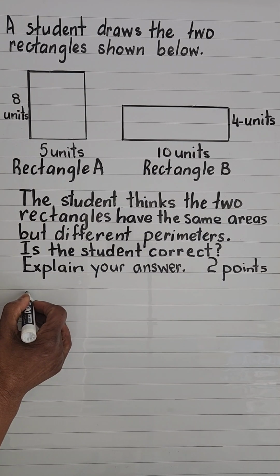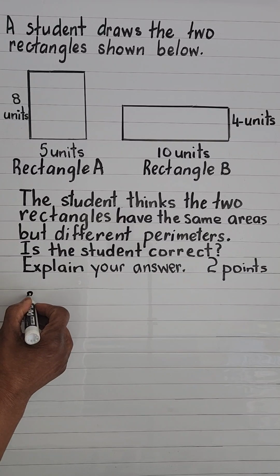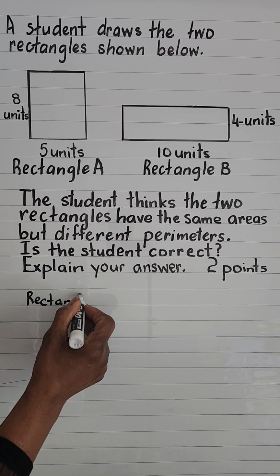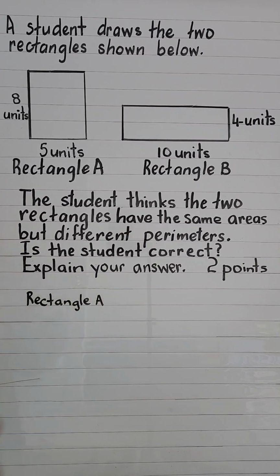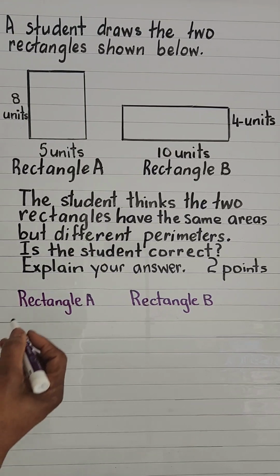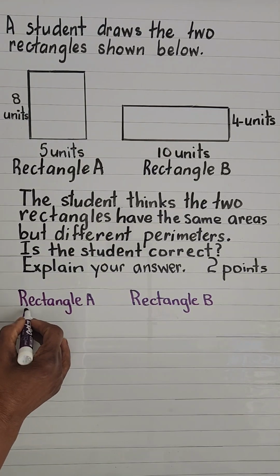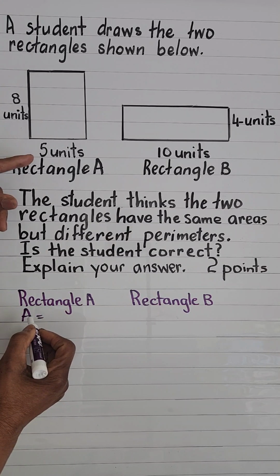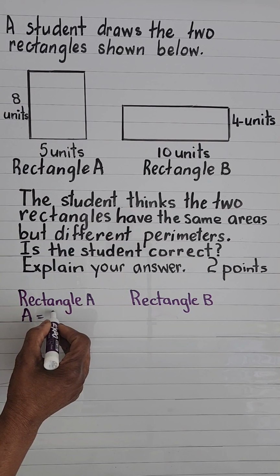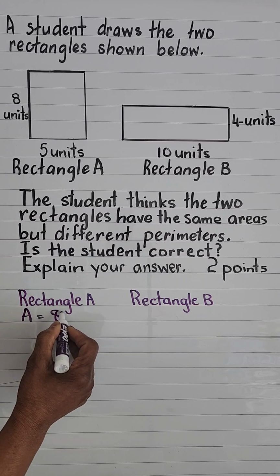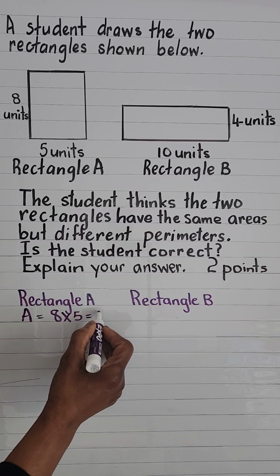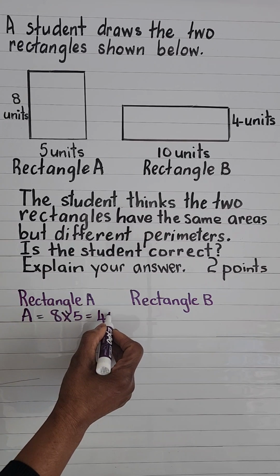Rectangle A. Area equals 8 times 5. That is length times width, area of rectangle. And that is equal to 40 units.